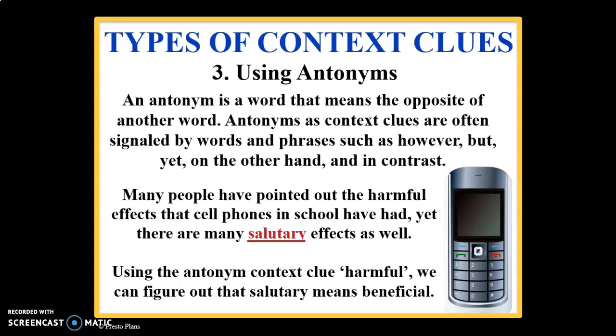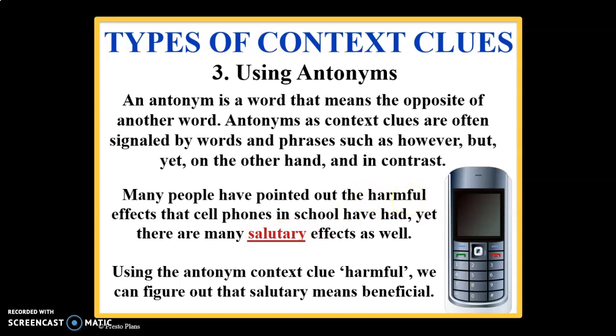Antonyms as context clues are often signaled by words or phrases such as however, but, yet, on the other hand, or in contrast. Many people have pointed out the harmful effects that cell phones in school have had, yet there are many salutary effects as well.